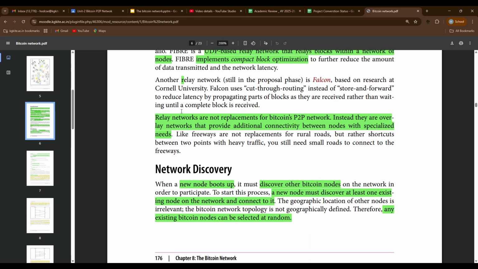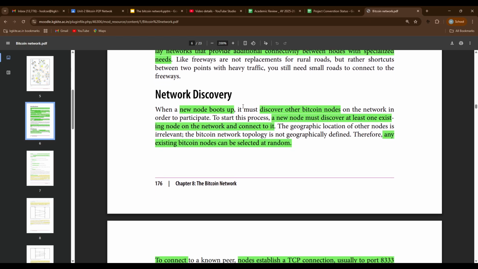So these relay networks, you'll see the difference. They are not a replacement of Bitcoin P2P, but rather this network operates or gives additional connectivity between the nodes which have some special requirements. That's all. Now next we learn about the various steps.